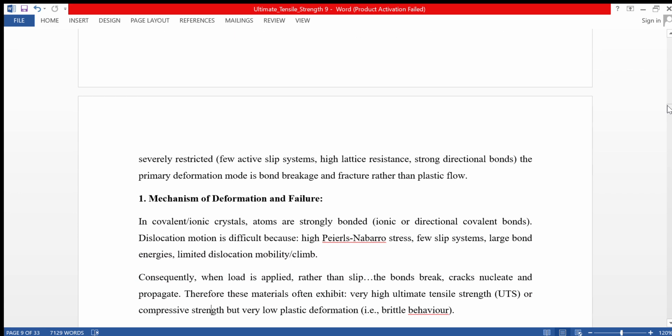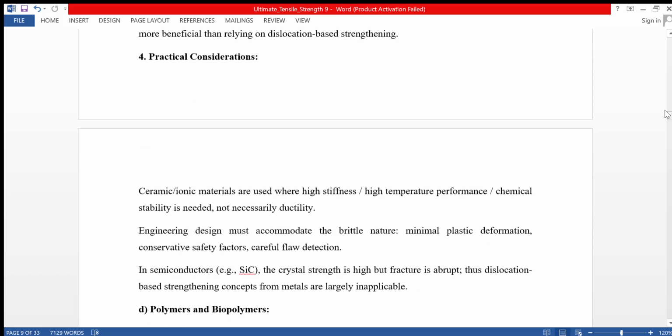Mechanism of deformation and failure. In covalent or ionic crystals, atoms are strongly bonded. Dislocation motion is difficult because of high Peierls stress and few slip systems, that is, large bond energies and limited dislocation mobility. Consequently, when load is applied, rather than slip, the bonds break, and cracks nucleate and propagate. Therefore, these materials often exhibit very high ultimate tensile strength or compressive strength, but very low plastic deformation, i.e., brittle behavior.